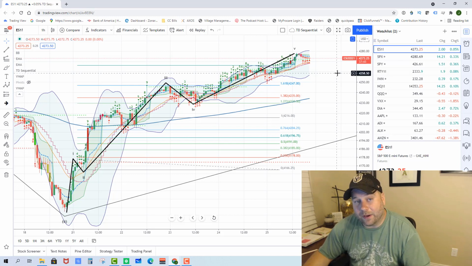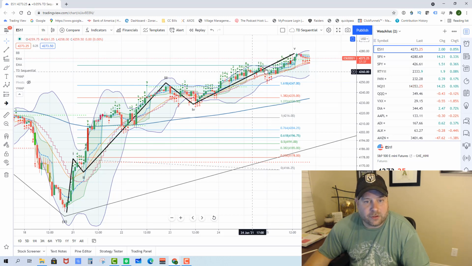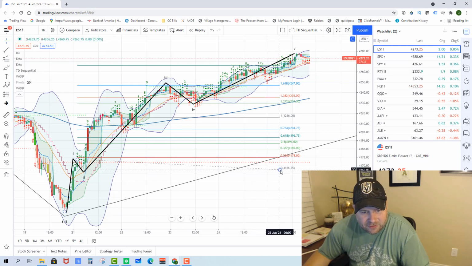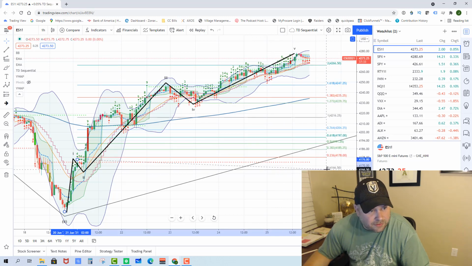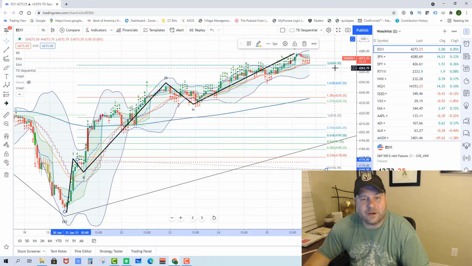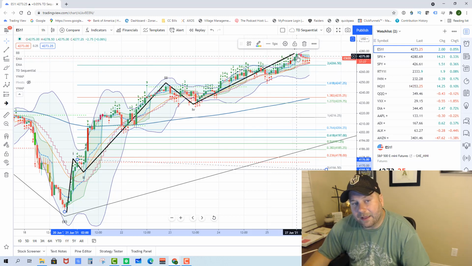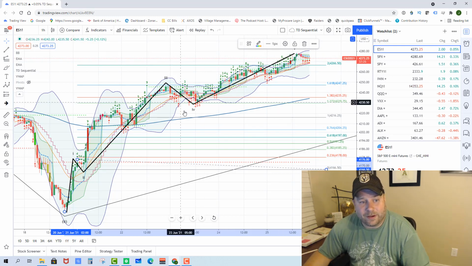Another way to gauge a wave 5 is it generally targets the 2.0 extension of waves 1 and 2. So you can see here it's actually underneath here. Let me drag this across a little further so you can see it. You can see that the 2.0 extension was right here at 42.6650, and it actually pushed up above that. And the reason for that is we had a very shallow wave 4.